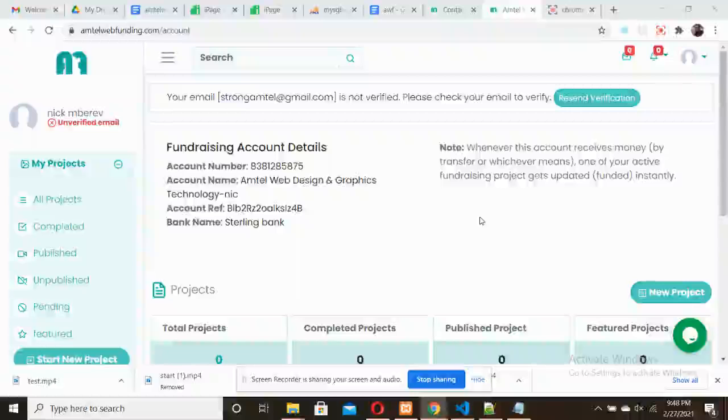It's actually very easy. So if you have signed up already, you can log in and you'll be taken to the account page just like here. If you have not signed up, you can go to the home page and sign up on the platform. And once you sign up, you'll be redirected to this place. Don't bother about verifying your email for now. The goal is to teach you how to start a fundraising project on the platform.